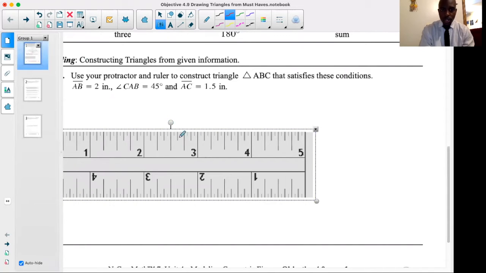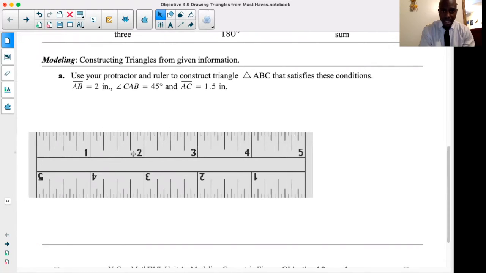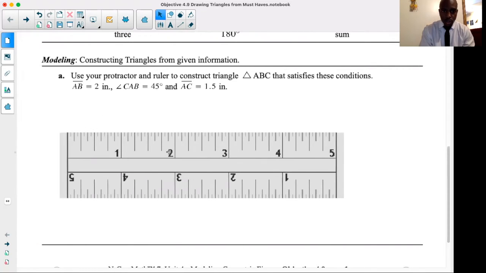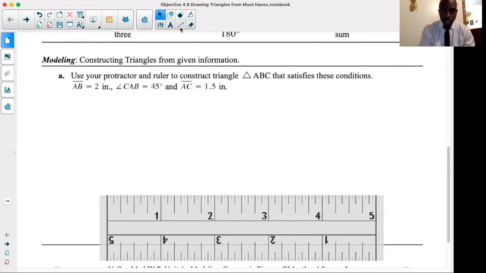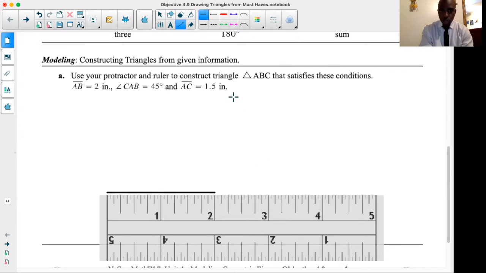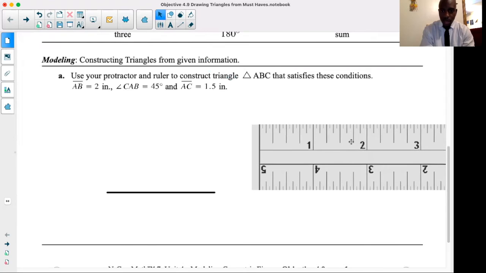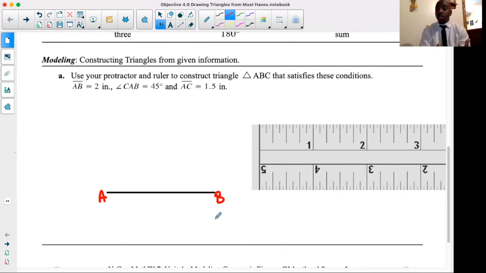Okay, so this is my ruler right here. I need to make 2 inches, right? So I'm gonna use the ruler to create my 2 inches, starting from here to there. Boom, 2 inches. Now I'm just gonna move the ruler out of the way because I don't need it right now. I will need it again, but just not right now. I need to label this A, B. Okay, I have one side of the triangle.